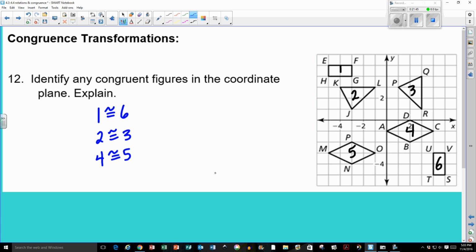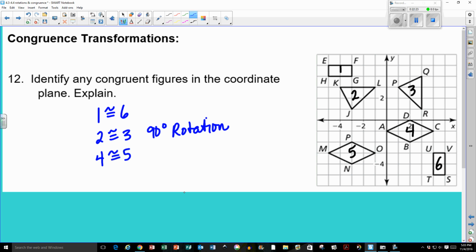Let's see. Figure 1 is a reflection. Is this the one that's a no? This one is not a reflection. It's a rotation, 180 degrees. And then this one from 2 to 3 is a 90-degree rotation. So if I rotate this 90 degrees, it's a 90-degree rotation.